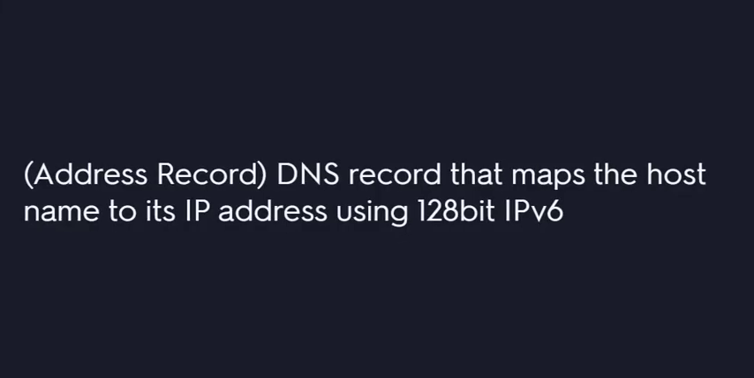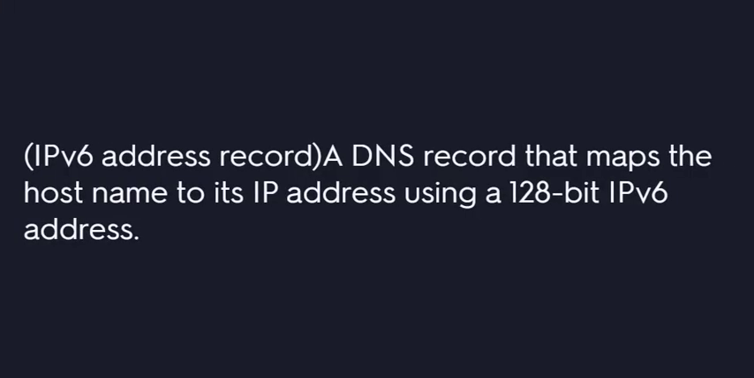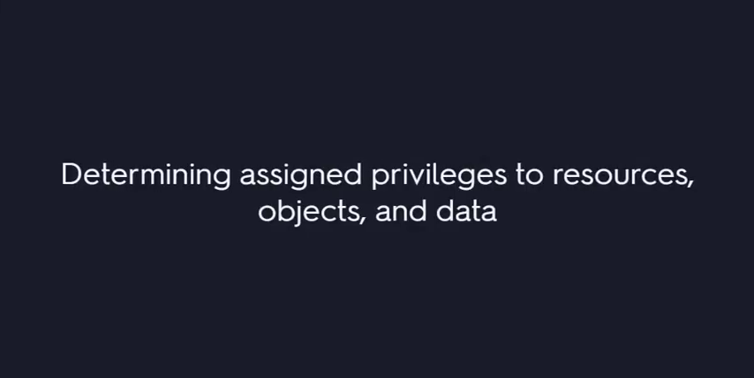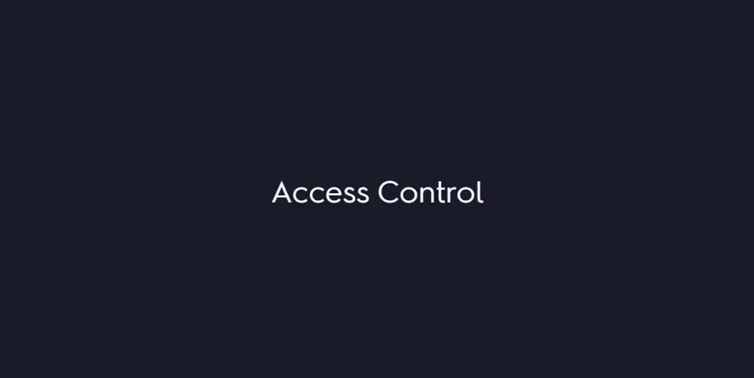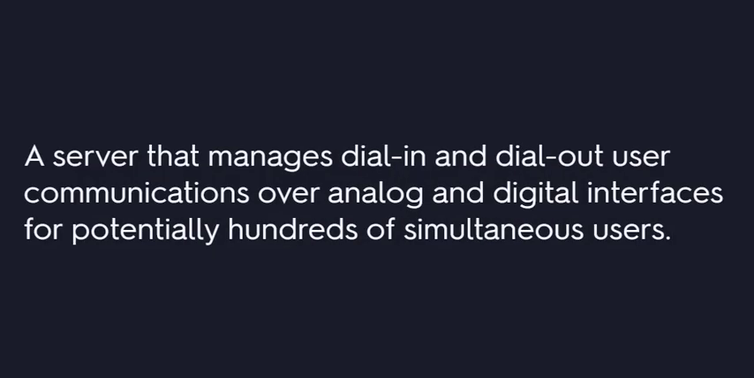DNS record that maps the host name to its IP address using 128-bit IPv6. AAAA: a DNS record that maps the host name to its IP address using a 128-bit IPv6 address. Alternating current, AC. Determining assigned privileges to resources, objects, and data: access control. A server that manages dial-in and dial-out user communications over analog and digital interfaces for potentially hundreds of simultaneous users: access server.